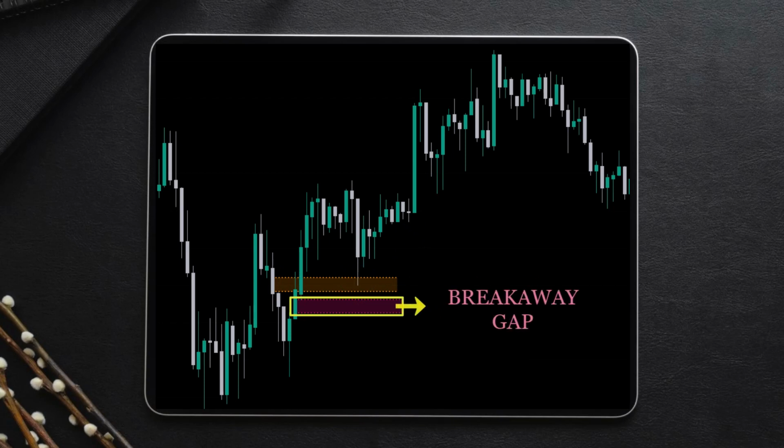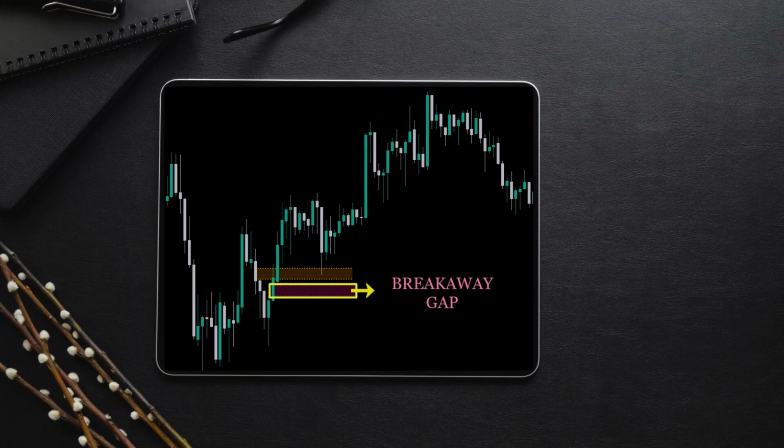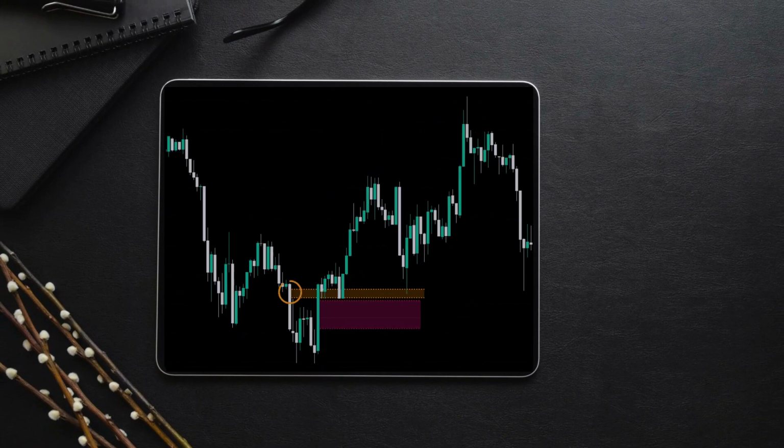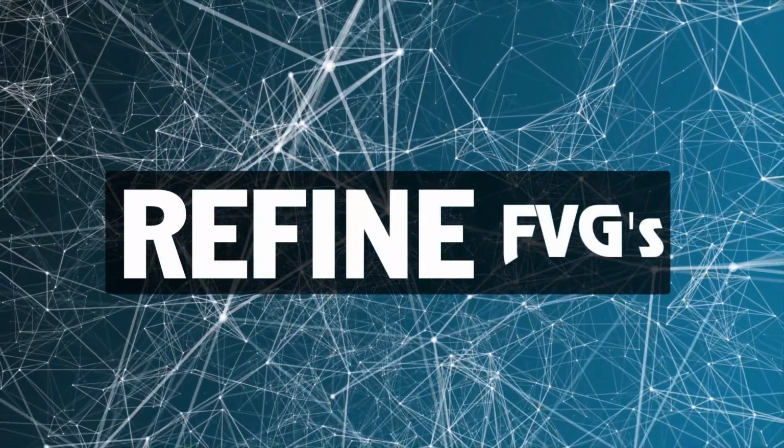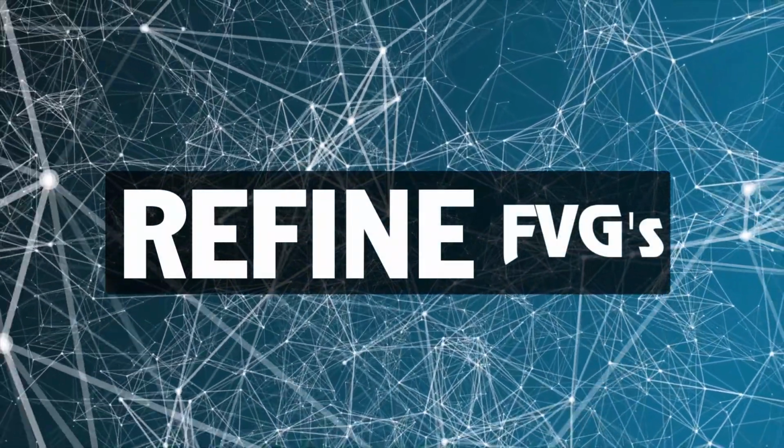Having breakaway gaps in a swing shows the strength of the market. Market usually leaves a fair value gap unfilled when it is in a hurry to reach another important point of interest or a liquidity level. Now, let's delve into the art of refining fair value gaps to enhance our trading precision and reduce risk.